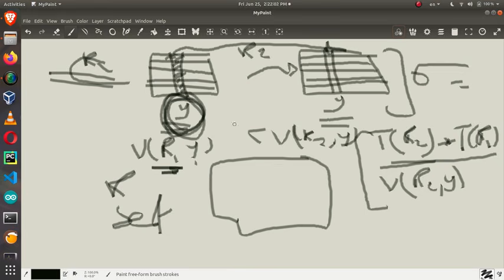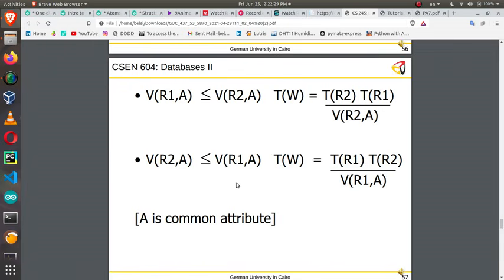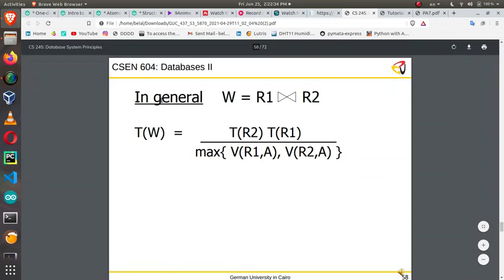So we will perform less select statement or less search operations. The other case, we will change the denominator where the number of distinct values in R2 is less than R1. So it will be again T of R1 over V of R1 for attribute A times T of R2. And to generalize these two cases, we will solve using this general formula.